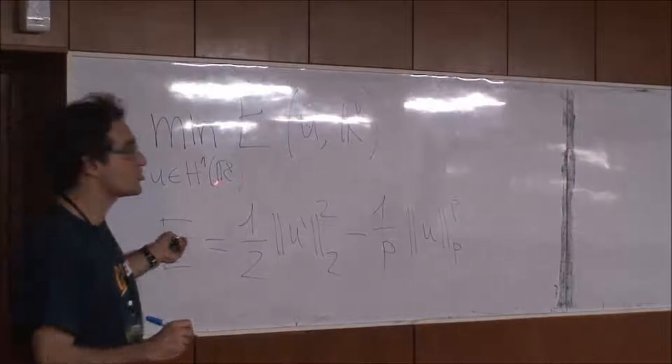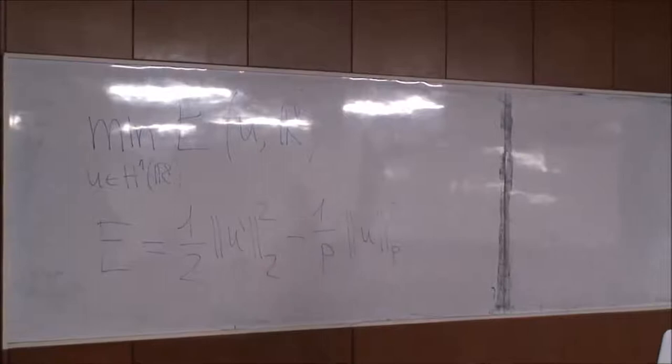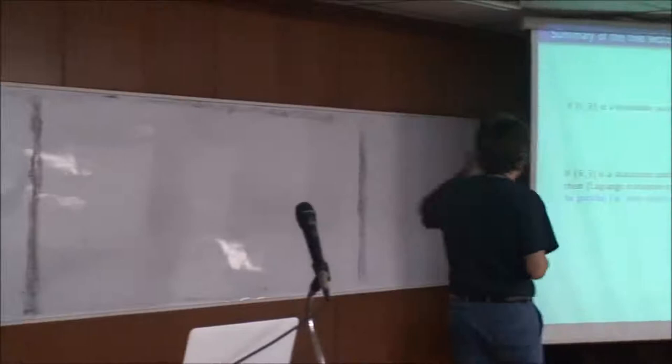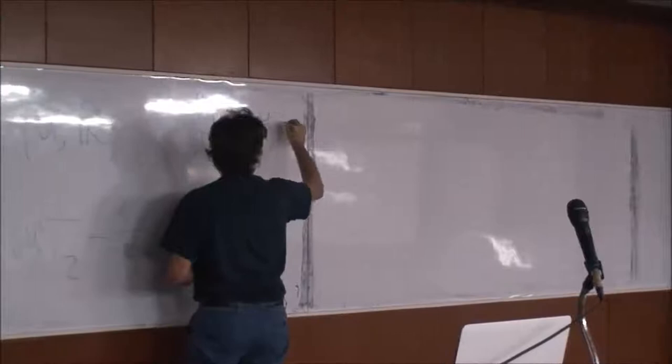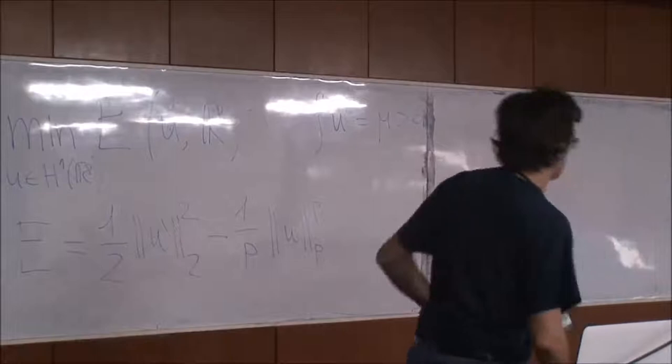And now we accept, because I told you without any sort of proof, but we accept that there is a minimizer, and of course there is a constraint to be added here. The L2 norm is equal to some positive value mu. So there is a minimizer, a function that solves this problem. And basically we have to find it.